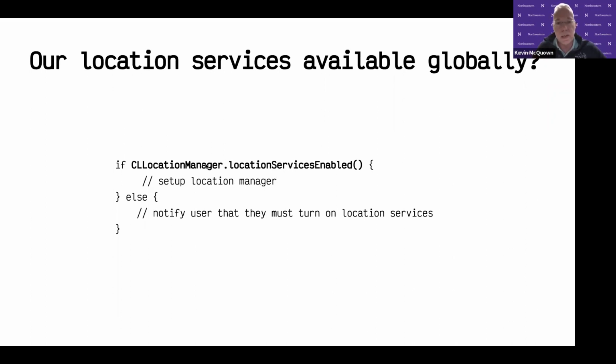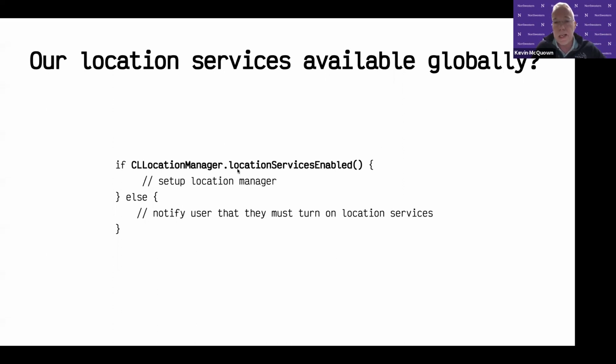CLLocationManager is a class. It's not an instance of a class. It's not an object. And locationServicesEnabled is actually a method on the class. Does anybody remember or know what type of method this is, or what it's called?